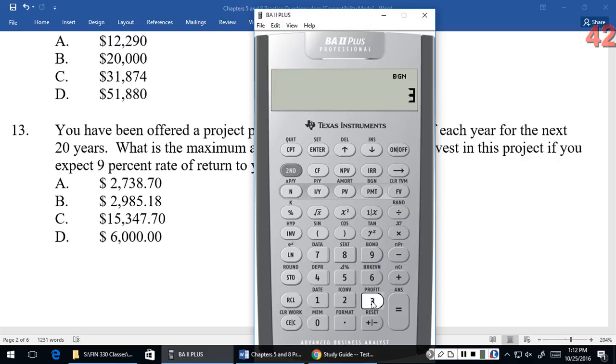All right, so let's do this again really quickly. 300 is the payment. 20 N, 9 I/Y, compute present value. Okay. So what this tells us is you would pay $2,985.03 today to receive $300 at the beginning of each year for the next 20 years if you required a 9% return on your investment. Did everybody get that answer correct? After you change from 12 payments per year to 1 payment per year? Okay.